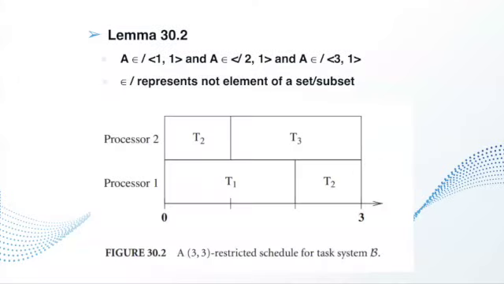Lemma 30.2: A does not belong to (1,1), A does not belong to (2,1), and A does not belong to (3,1). The proof of this lemma is that the tasks cannot be divided into two sets so that each set has utilization at most one. As we can see from the figure, a (3,3)-restricted schedule for task system B.